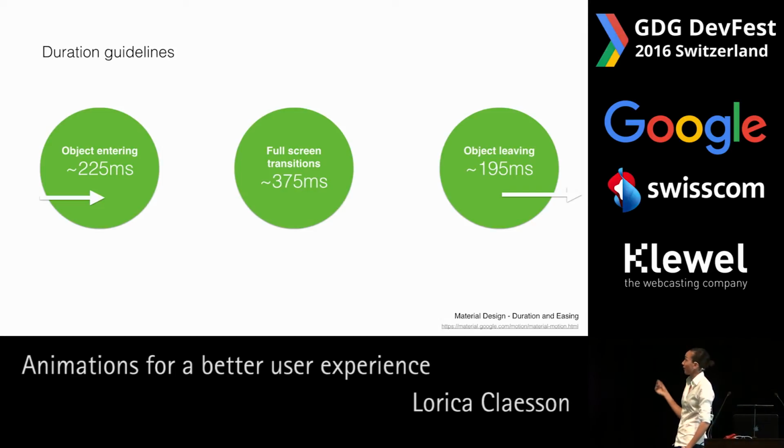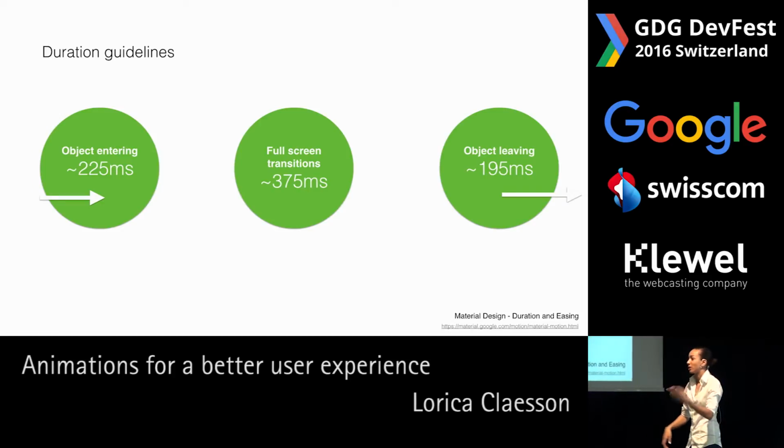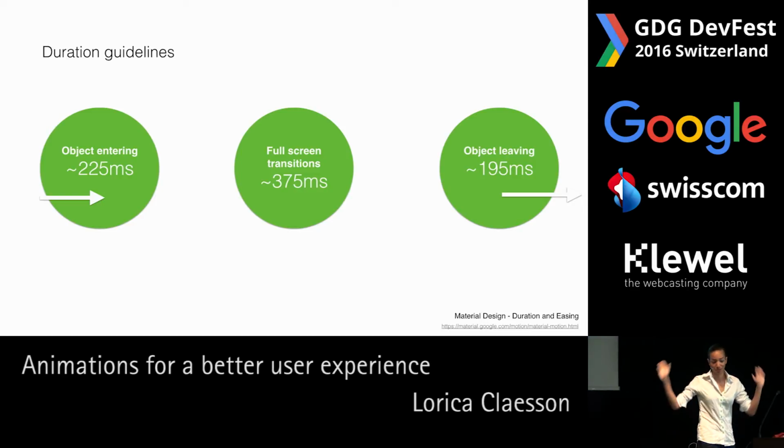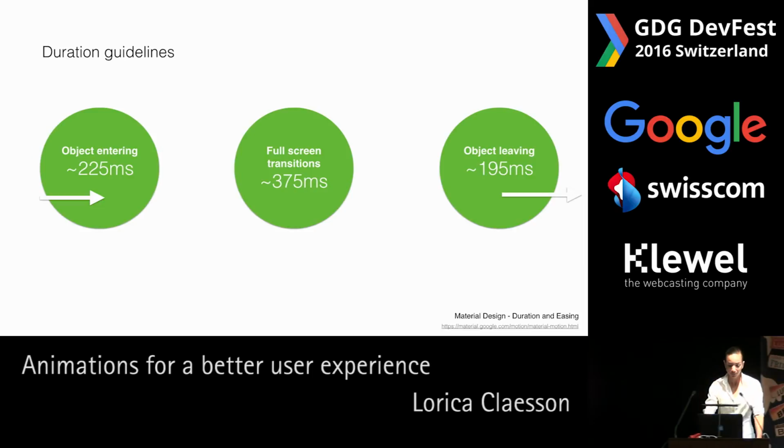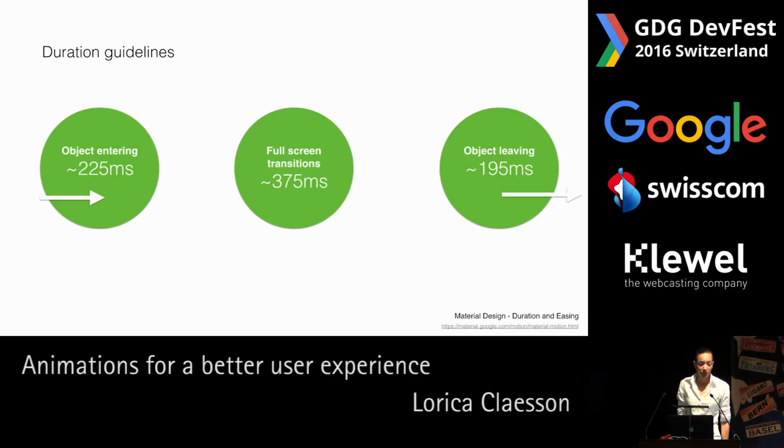And the reason for that, at least this is the reason I think, is that when an object is leaving, it's like you're throwing it in the trash bin. You don't need to register the new object, you just need to see that it's heading in the general right direction, and then it's whatever, it's gone. But something that's really important is that the maximum length of a transition shouldn't be more than 400 milliseconds, because that's where users start feeling that it's slow.